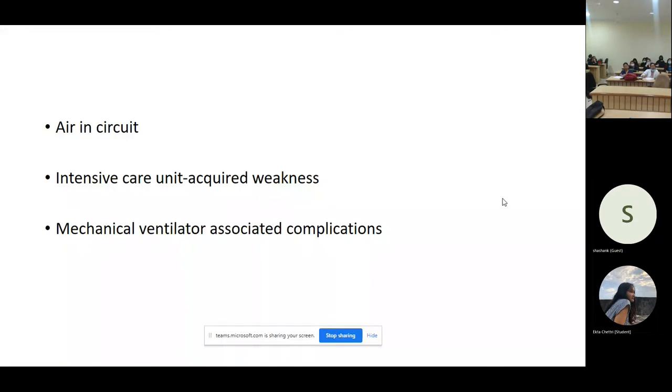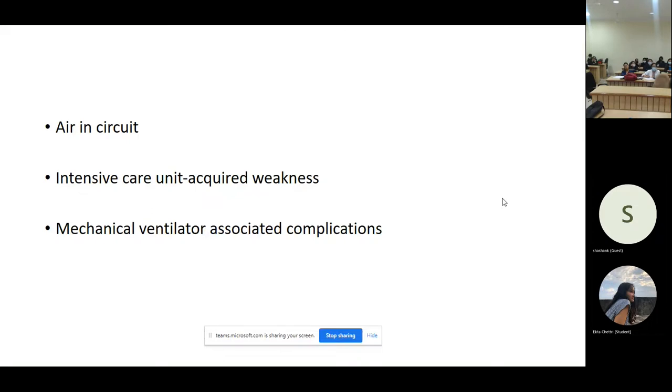Then as the patient will be on multiple cannulas, multiple lines and tubes, and is a severely ill patient, the patient will be sedated and paralyzed. Deep sedation and neuromuscular blockade will be used to keep the patient sedated and paralyzed. So ICU acquired weakness and mechanical ventilator associated complications are very important to be noticed. Talking about ICU acquired weakness in ECMO patients, am I audible to you all?